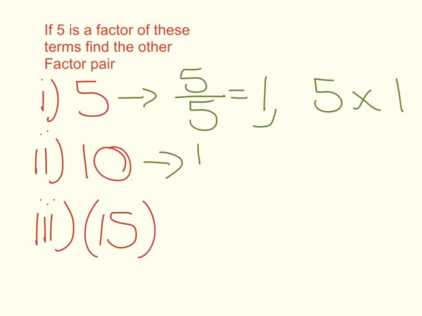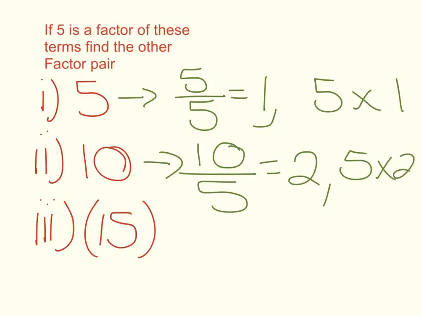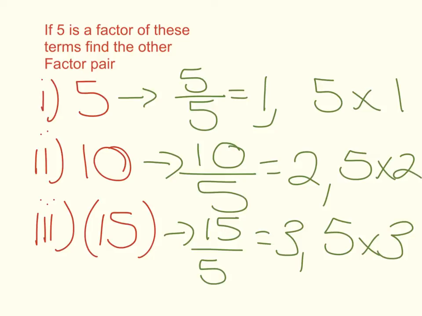In my second example, we have 10 divided by 5, which gives me 2. So 5 multiplied by 2 gives me 10. In our last example, 15 divided by 5 equals 3. So my last factor pair is 5 by 3.